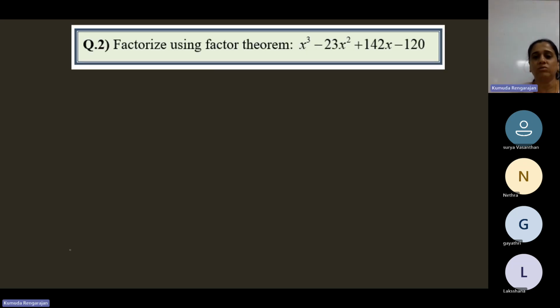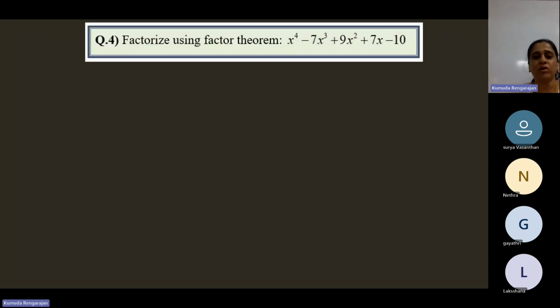We'll just come back. Now we'll just take the case of a biquadratic polynomial like this. So here you'll have to find two factors. If it is a cubic polynomial, it's enough if you find one factor and divide the cubic polynomial by that factor. If it is a biquadratic polynomial, you'll have to find two factors. Okay. So tell me, we'll use synthetic division first. So 1, minus 7, 9, 7, and minus 10, correct?